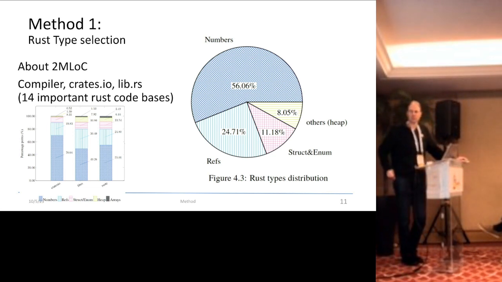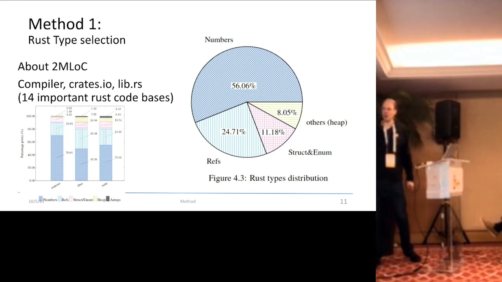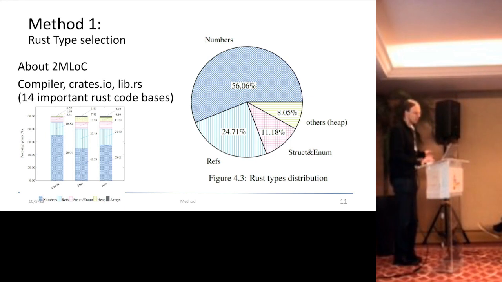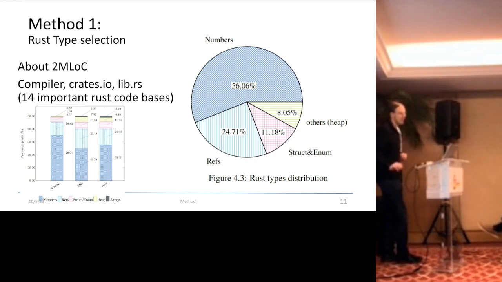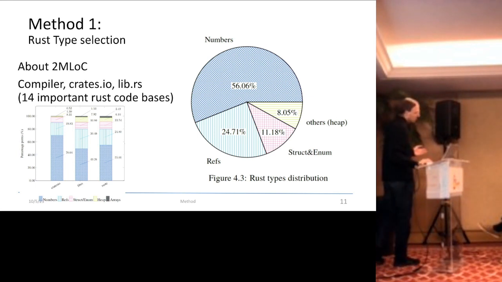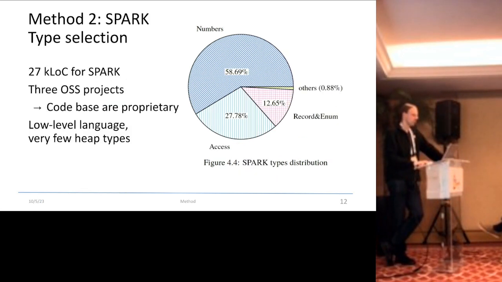We looked at 14 code bases and we found that more than half are numbers, about a quarter are references, then a bit more than 10% are enumerations, and then the rest are other types. So we basically can see that by focusing on the top three, and numbers are primitive types, so that's easier. By handling references and structs, we can handle a large part of the language, and then arrays are included in others and are of course also important.